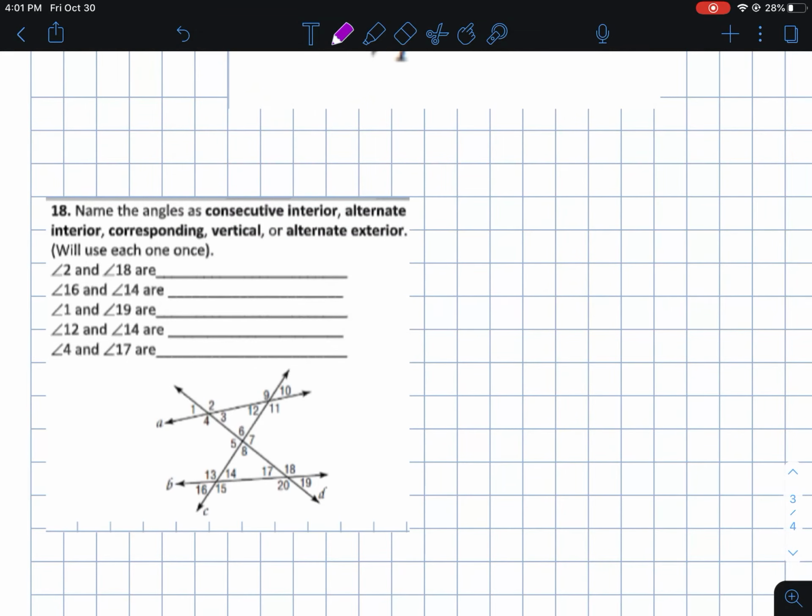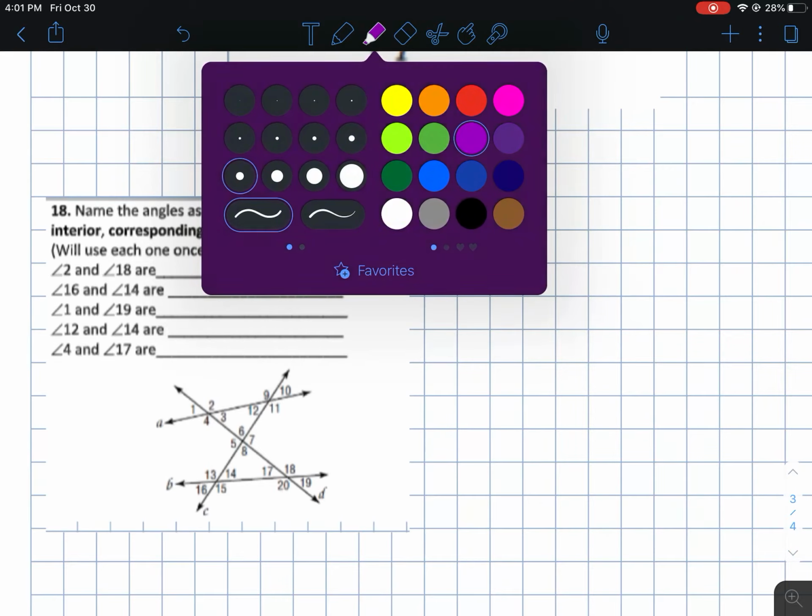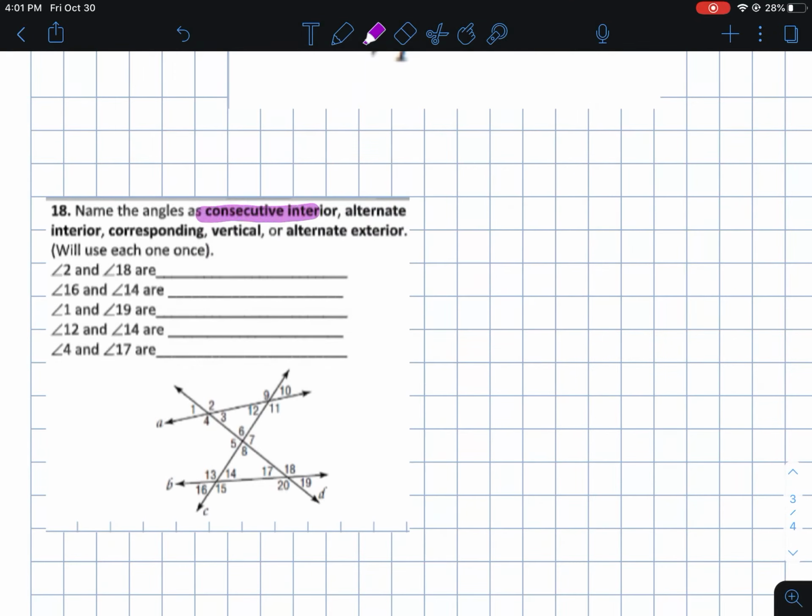Name the angles as consecutive interior. Let me highlight because y'all know how I struggle. Consecutive interior, alternate interior, corresponding, vertical, or alternate exterior, and we're going to use each one only once. Okay, let's do it. I'll use different colors.